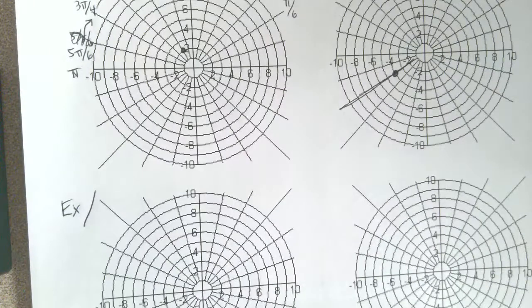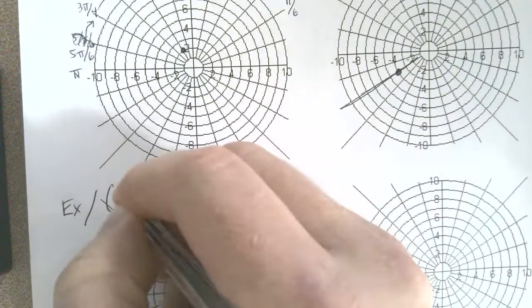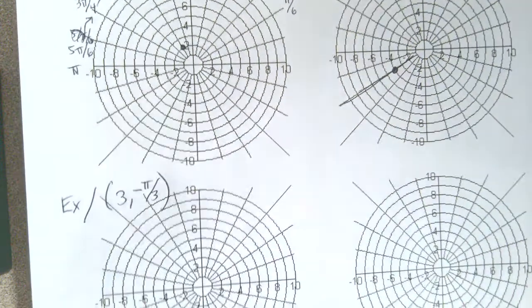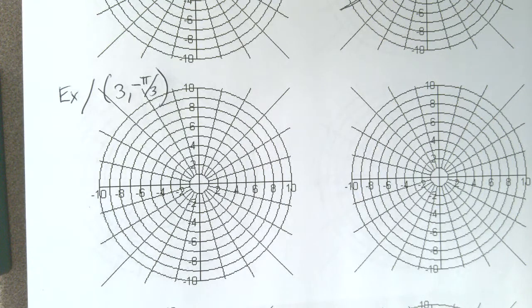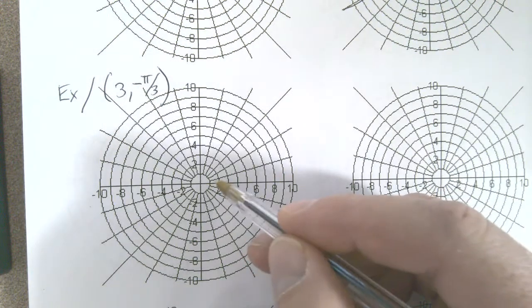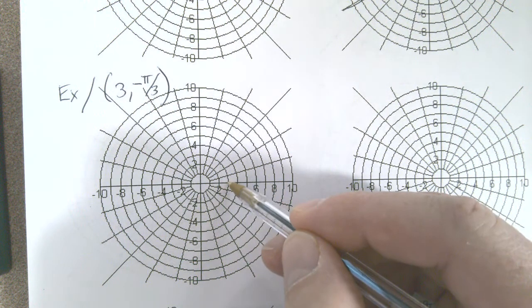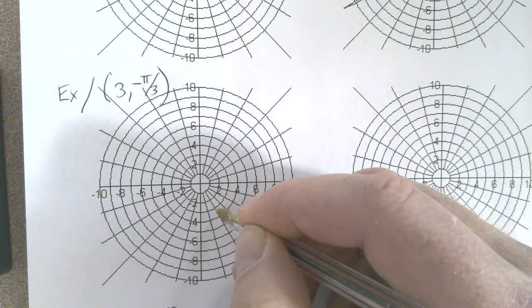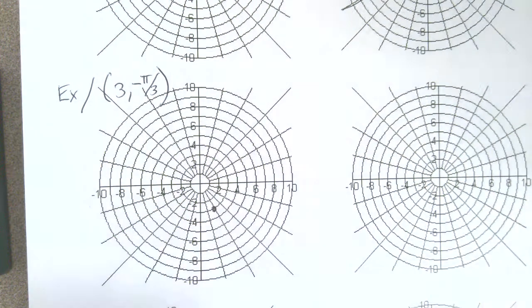Why don't you try this last one, the point 3, negative pi thirds. Hopefully for this one you counted out 3, 1, 2, 3, and then we're going to go negative pi thirds, which negative pi thirds is going to be around to this line here, and plot your point.